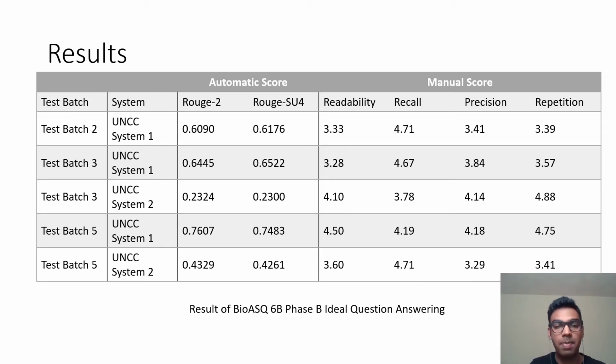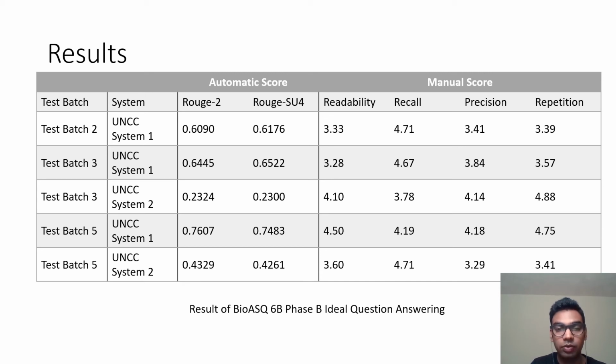This slide shows results on BioASQ 6B Phase B ideal question answering. As you can see, we have results for test batch 2, 3, and 5. We do not report results for test batch 1 and 4 because we did not submit our system for those test batches, as we couldn't submit it on time before the deadline. For test batch 3 and 5, we have two different systems. UNCC system 1 is the system we just went through. UNCC system 2 is a similar system, except the answer doesn't consist of a 200 word limit. Instead, it just takes into consideration the first selected sentence as the answer.